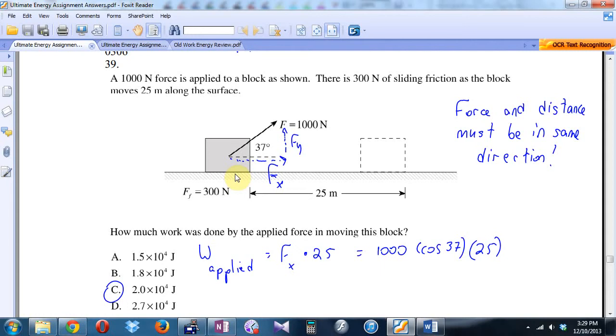Okay. It's a lawnmower question, so I broke it up into components. You'll notice I wrote down here, hey, work and distance must be in the same direction. It says how much work was done by the applied force. It's going to be Fx times distance, which is going to be 1,000 times cos times distance. That's how much work was done by the applied force. Now, that doesn't mean that all of it went into the block. So I got 2 times 10 to the 4th, what's that, 20,000 joules? Is that right? Yeah, I got 20,000 joules, but apparently I would have lost whatever 300 times 25 joules of heat is, because if the friction force is 300 times 25, is that okay?